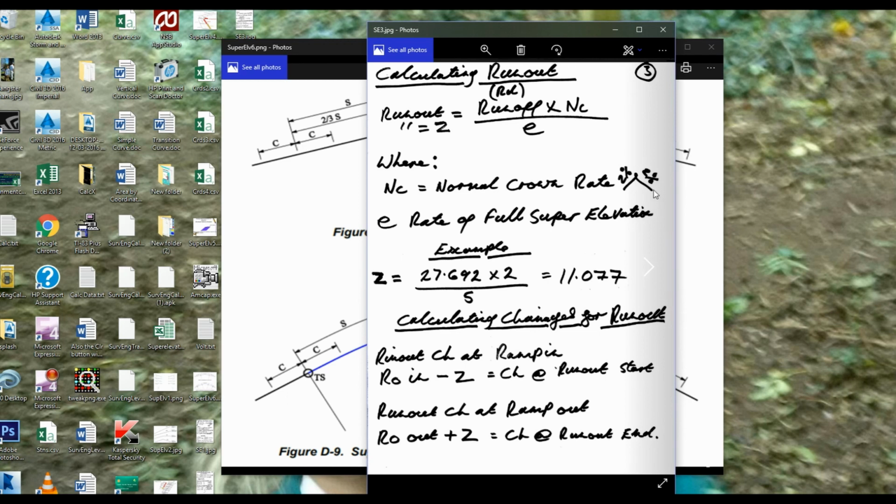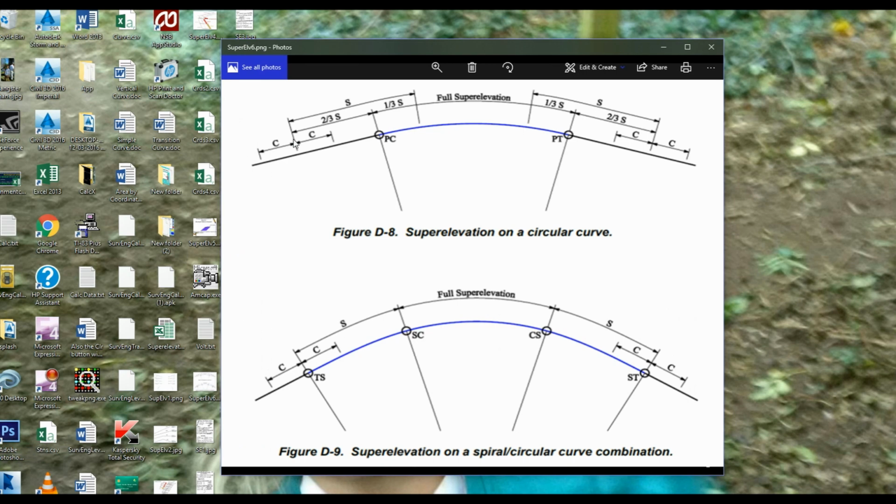I'm using 2%, and then we've got the rate of the full super elevation, which we know is going to be 5, and basically we'll plug those into the calculation, and that gives us a run out of 11.077. So that's the distance there. So all we do now is we'll just subtract that from the chainage of what we gained for the 2/3 going into the tangent there, and that would give us the run out distance to normal crown.